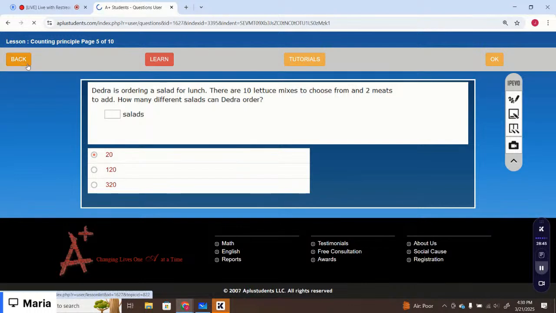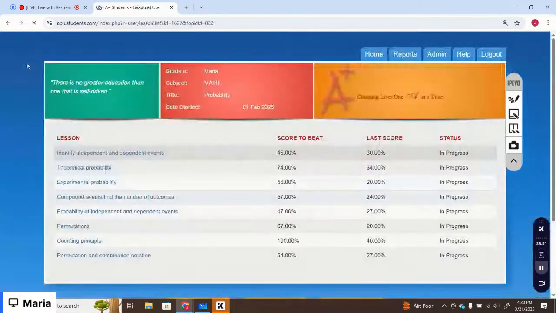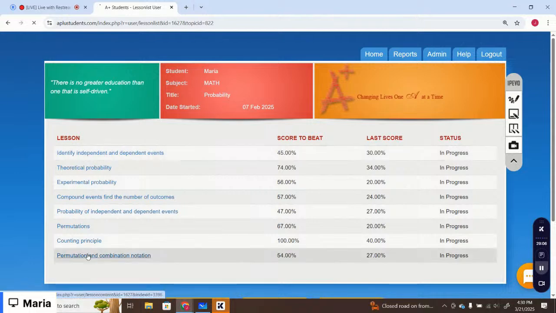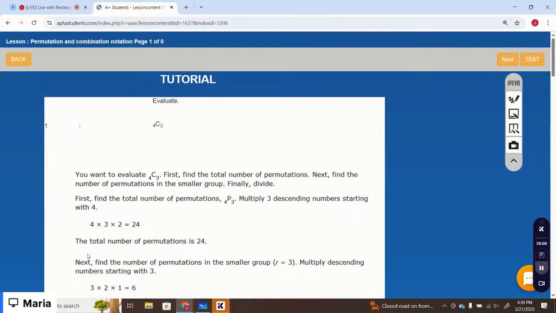Okay, you can complete the lesson by yourself for today. Let me just move to the next lesson. The next lesson is permutation and combination notation. Let's just start with the test questions.